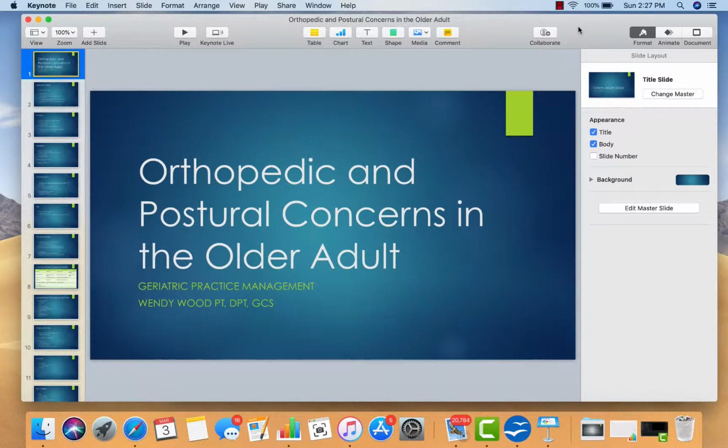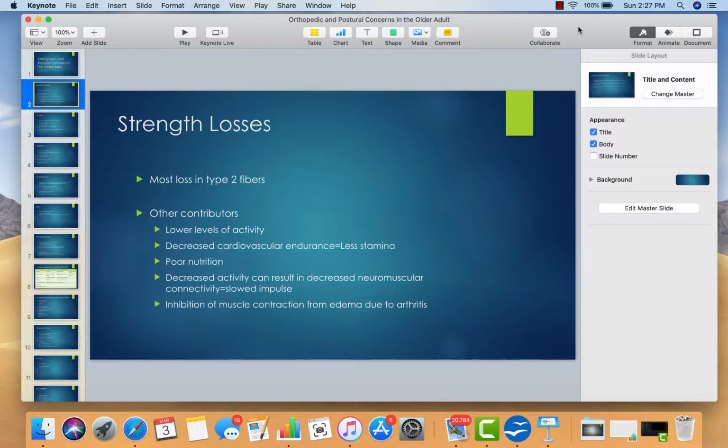I'm going to be recording a mini lecture on orthopedic and postural concerns in the older adult. And first, I want to talk about strength losses that occur. Those losses occur mostly in the type 2 fibers. Remember, those are kind of the power fibers.